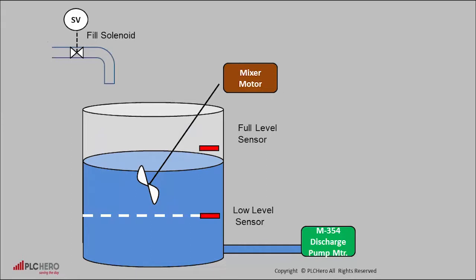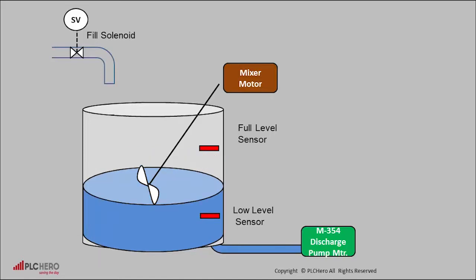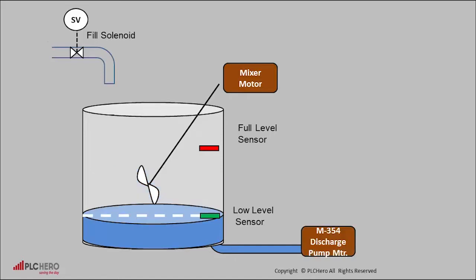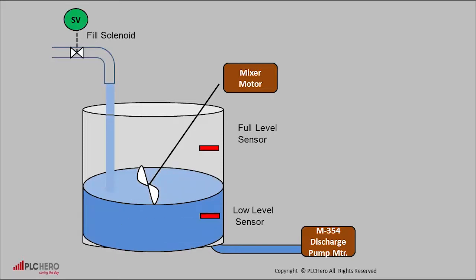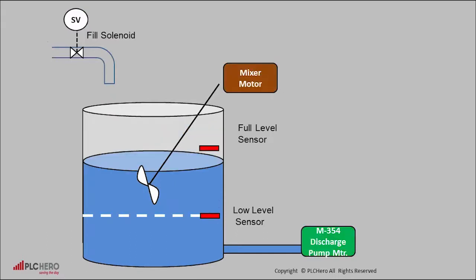When the level drops below the full-level sensor, the sensor is de-energized and is off. The level will continue to drop until the low-level sensor turns on. When it turns on, the discharge pump shuts off. This cycle will continue as long as the system is enabled.